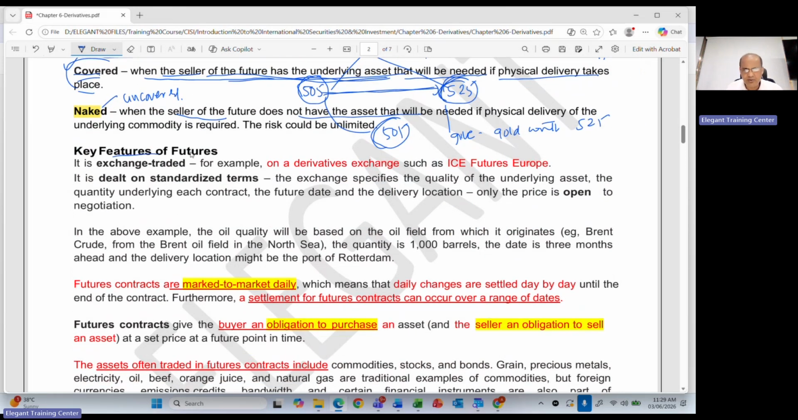Key features of futures: exchange traded. As we saw earlier, derivatives can be traded in the exchange, and also in the OTC market. It is dealt on standardized terms. Standard means, let's say you want to buy a gold future, there is a standard, let's say 11 ounce. That's your contract size. You cannot say I want 100 grams, or I want 1 kilo. There is a standard, specific quantity and size.